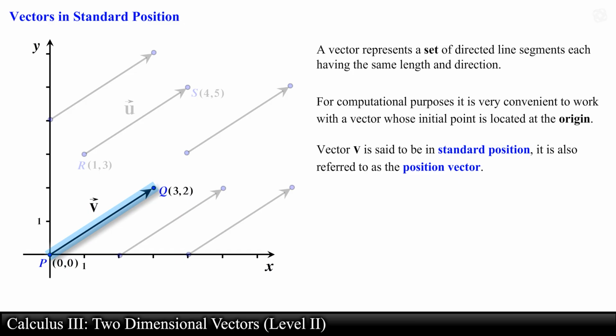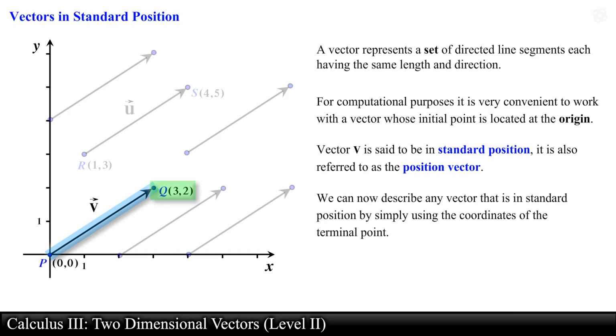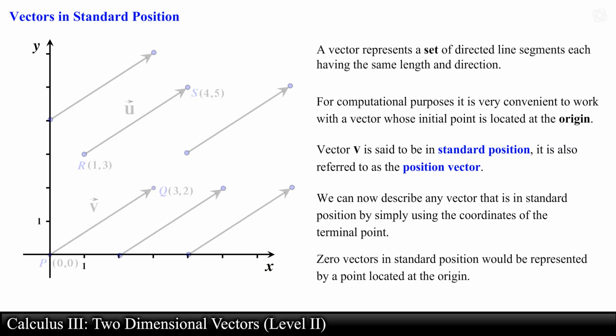With this alternative way of representing a vector in a coordinate system, we can now describe any vector that is in standard position by simply using the coordinates of the vector's terminal point. As a final note, zero vectors in standard position will be represented by a point located at the origin, since both its initial and terminal points lie in the same location. In this case, both points would lie at the origin.